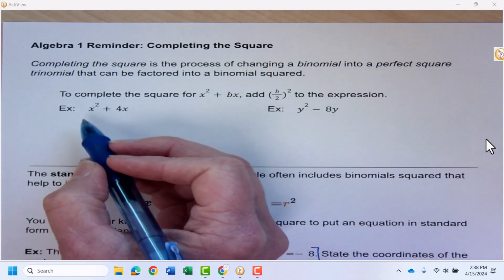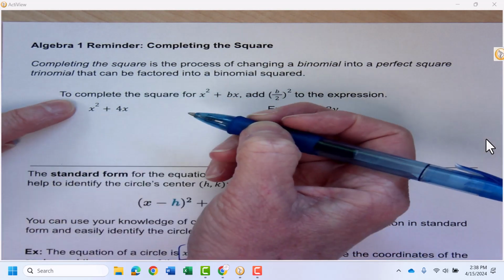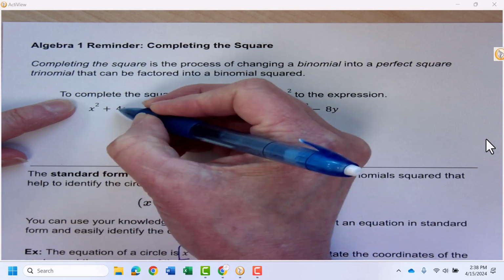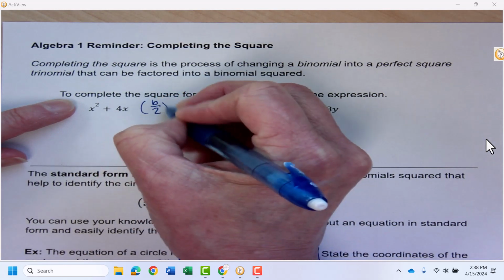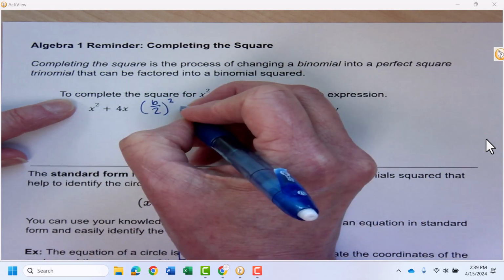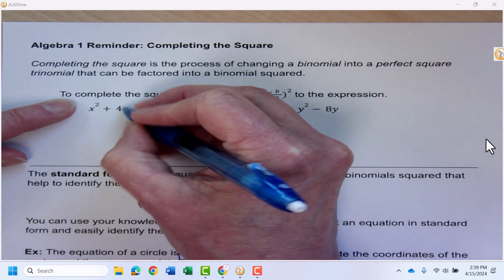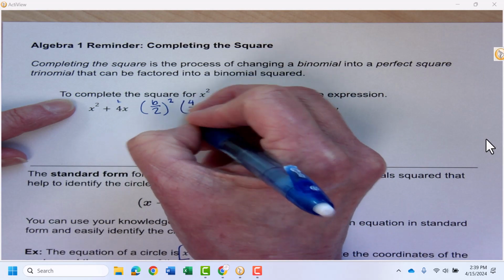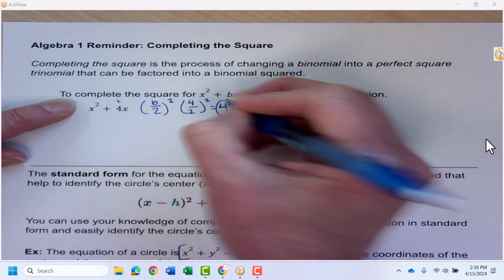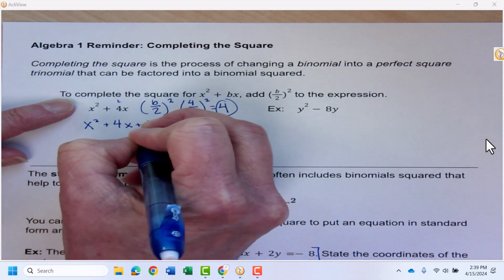The leading coefficient is 1. And if I want to create a perfect square trinomial, I'm going to take the number in front of x, split it in half, and square it. So in this case, that's going to wind up being 4. That's the value of b. Divided by 2, squared. So 2 squared. That's the number I need to add on to this in order to have a perfect square trinomial.